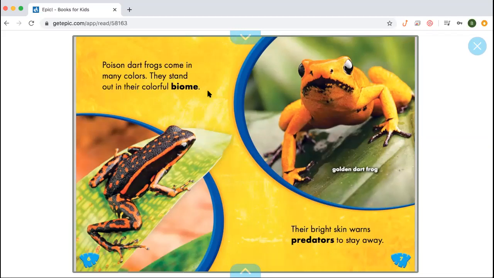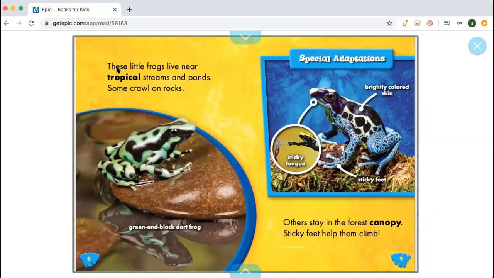Their bright skin warns predators to stay away. So this is the golden dart frog. These little frogs live near tropical streams and ponds. So tropical is bolded. If you don't know what tropical means, you could go to the back to the glossary. Some crawl on rocks. This is a green and black dart frog. This frog looks like mint chocolate chip ice cream to me.